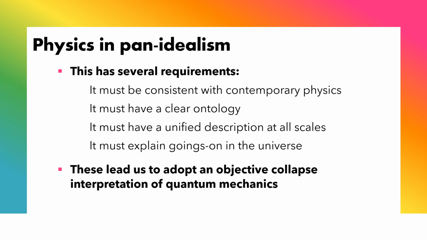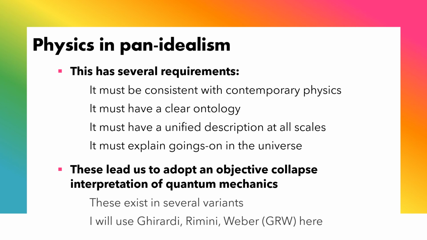These requirements lead us to adopt an objective collapse interpretation of quantum mechanics. These exist in several variants. I'll use Ghirardi-Rimini-Weber, or GRW for short, here, although other objective collapse interpretations are perfectly fine.